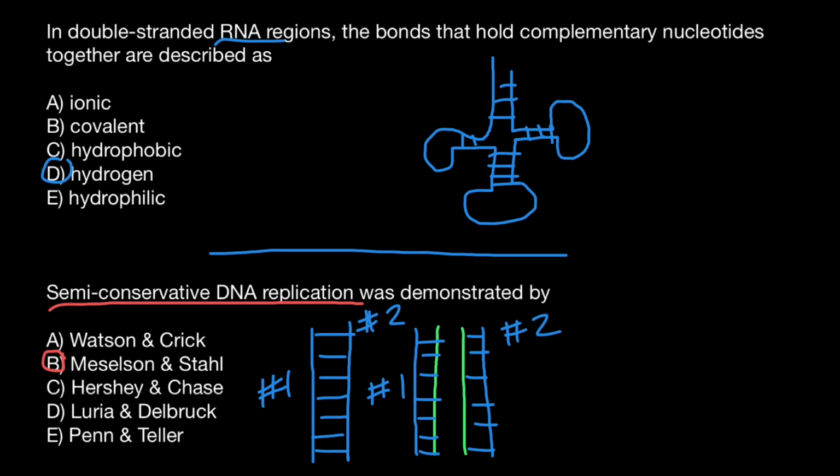It is easy to make a mistake with this question. If the question would be who proposed the theory, then the answer would be Watson and Crick. But the question is about who demonstrated semi-conservative DNA replication by experiment, and this is answer B, Meselson and Stahl.